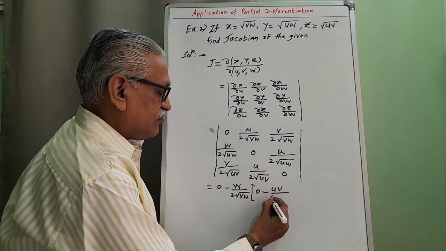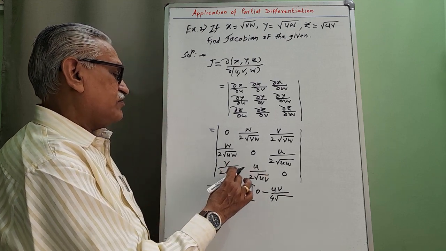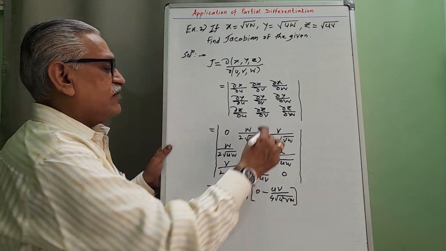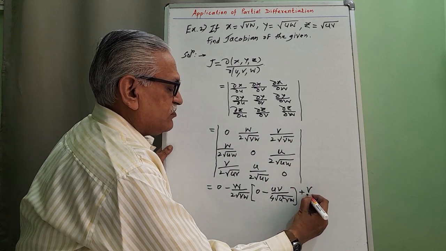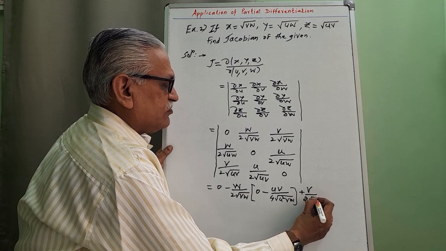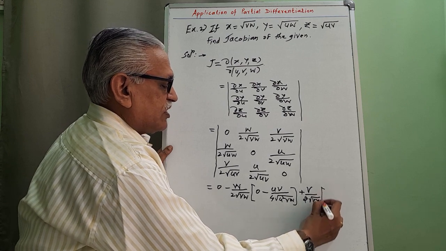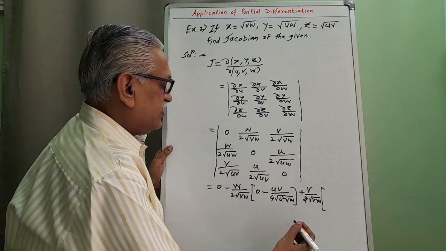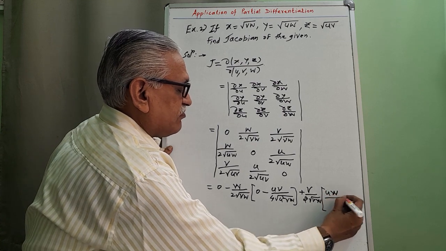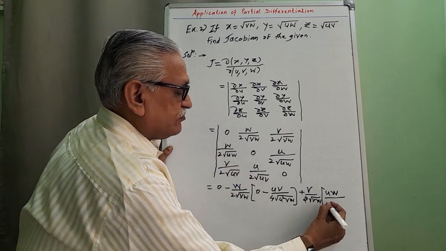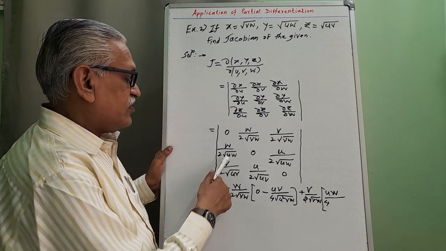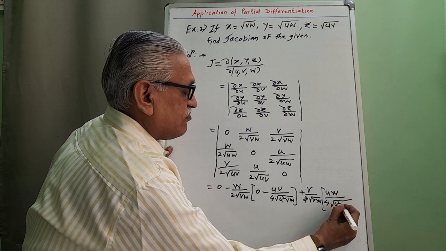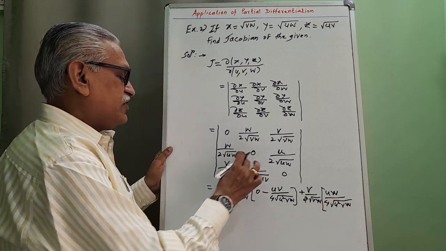over 2 to the 4, root of u square vw, then plus v upon 2 times root of vw multiplied by, neglecting this row and this column, the determinant of these 4 elements, this into this we get uw over 2 to the 4, root of u square vw, minus this product 0.